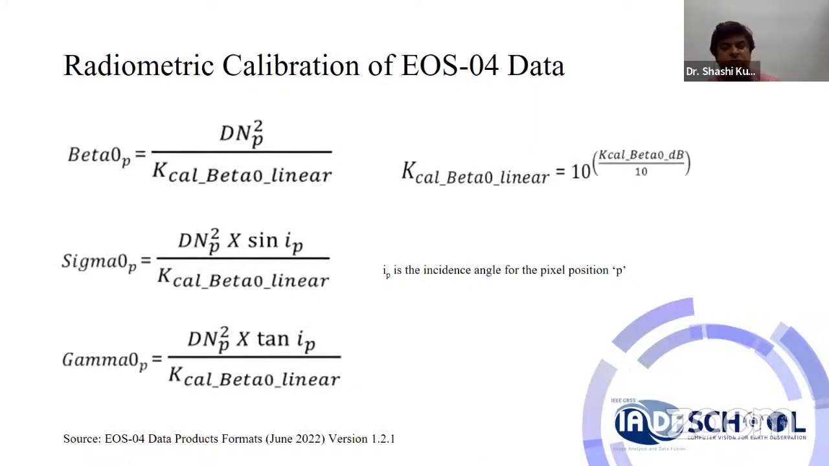Now we are going to talk about radiometric calibration of the newly launched SAR satellite by ISRO. That is EOS-04, whose earlier name was RISAT-1A, renamed as EOS-04. So they have given the formula to calculate the beta naught, sigma naught, and gamma naught for the particular pixel. This has been given as DN_P square divided by K, the calibration constant, beta underscore linear. So this value will be calculated with the help of the beta naught values, as the calibration constant. So these values could be calculated.